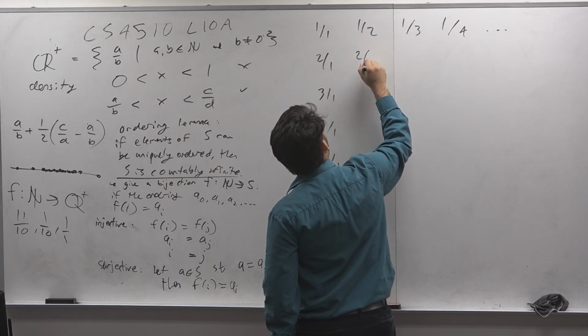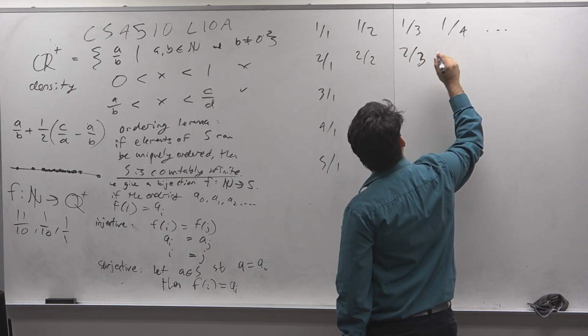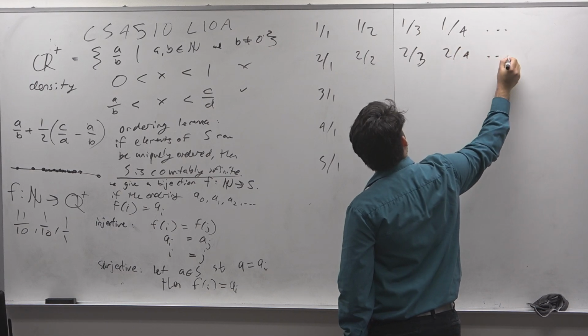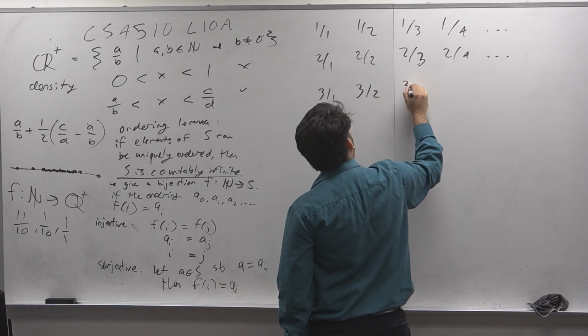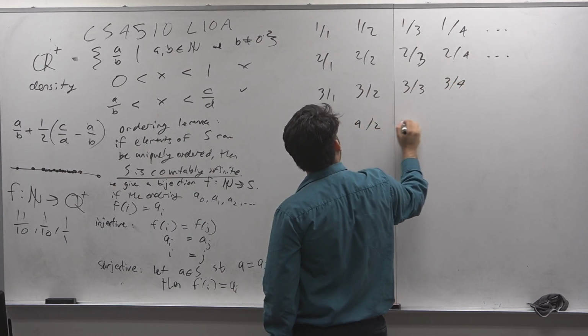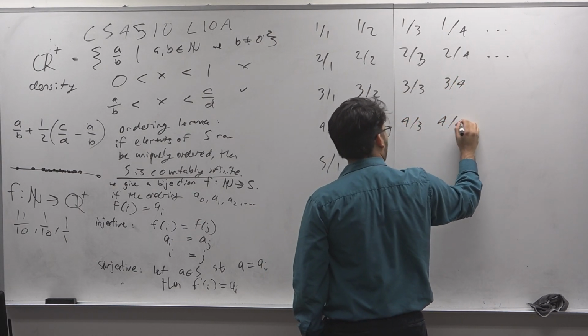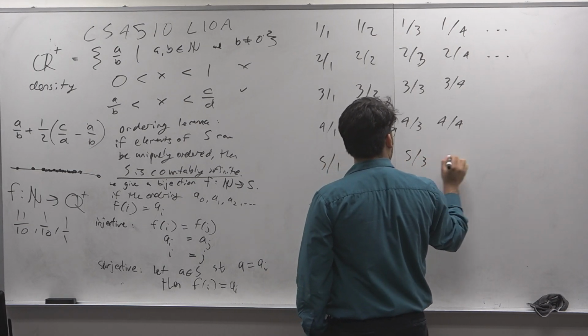And here we go: 2 over 2, 2 over 3, 2 over 4. Here would go 3 over 2, 3 over 3, 3 over 4. Here would go 4 over 2, 4 over 3, 4 over 4. Here would go 5 over 2, 5 over 3, 5 over 4.